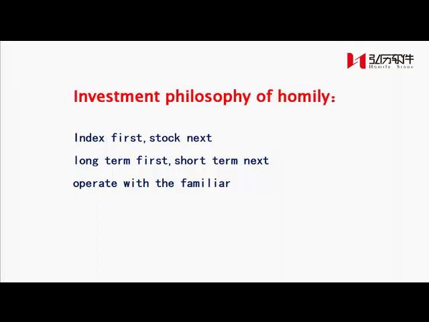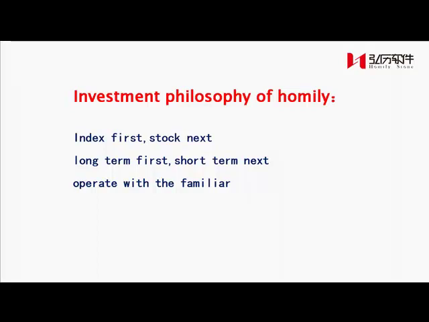Which means you should make sure the condition of the index is good. It is in a bull market, and then you can choose the stock, because when it is in a bull market, 80% of the shares are in uptrend. So the second one is long term first, short term next.